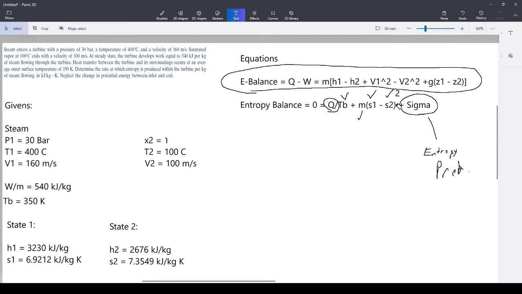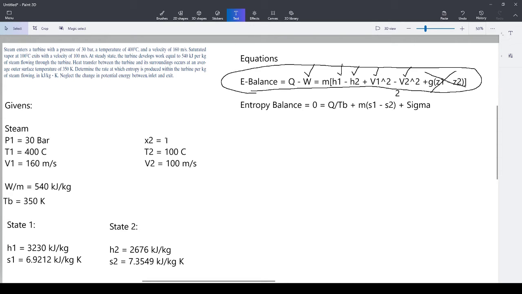Now that we know we need all these other things, let's look at our first equation here. We don't need this term right here because it says that potential energy effects are neglected, so this goes away. Do we know V1? We do. It's 160 meters per second. Do we know V2? It is 100 meters per second. So we know those two. Do we know H1? We do. We found it in the tables. Do we know H2? We did. We found it in the tables. Do we know the work? The work was given at 540 kilojoules per kilogram, which means that we can substitute these in and find Q.